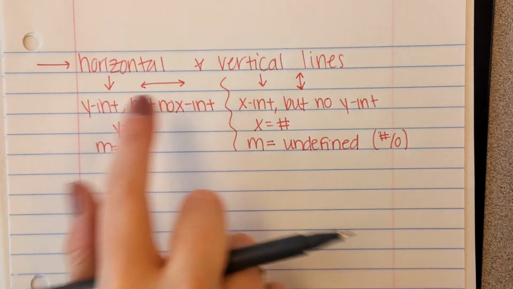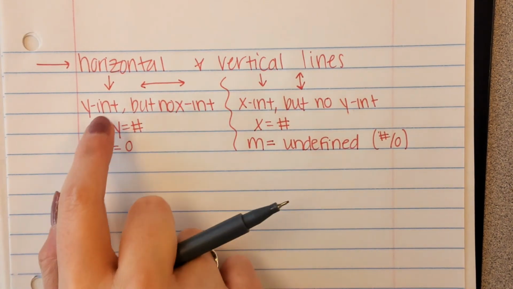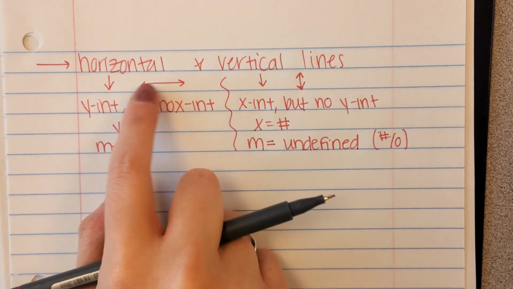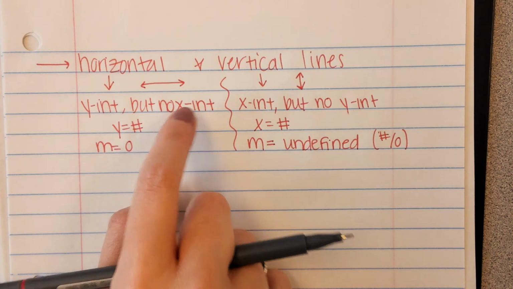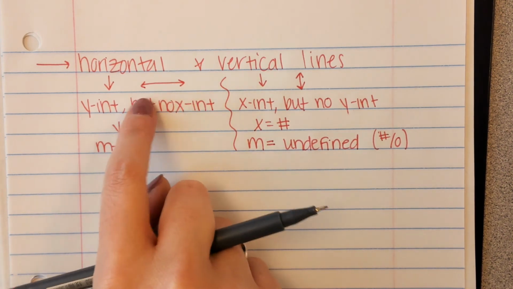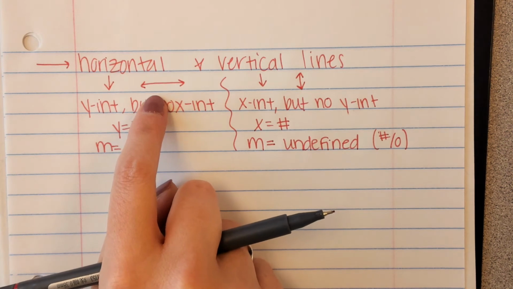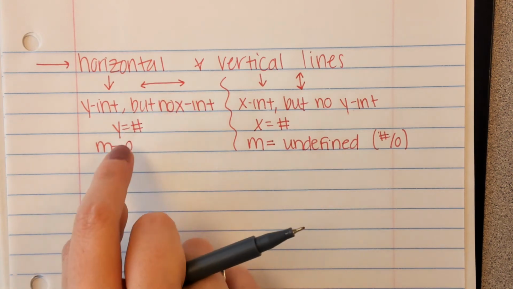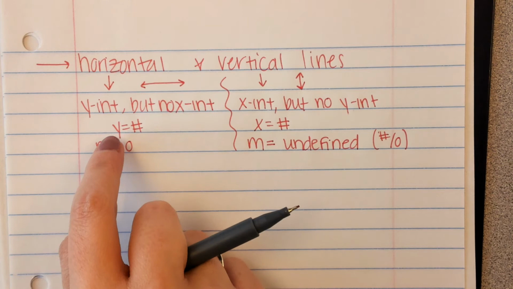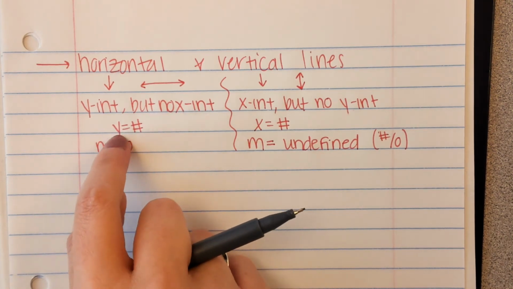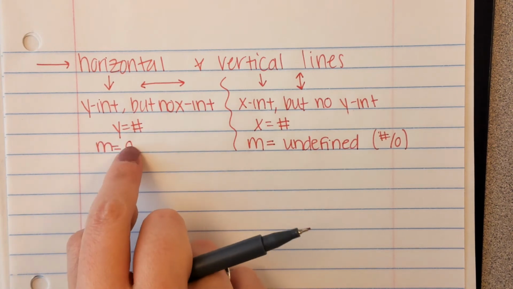So we know a horizontal line goes left to right. With the horizontal line, you do have a y-intercept because it does intersect the y-axis, but no x-intercept. So it runs parallel to the x-axis, so there's no x-intercept. They do not touch. The equation is y equals a number, okay? So that's the y-intercept, and your slope is 0, so that's just a horizontal line.